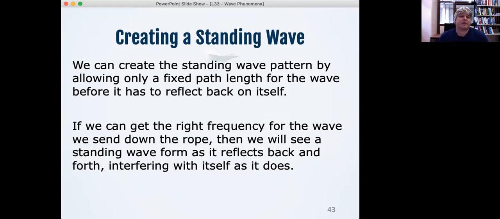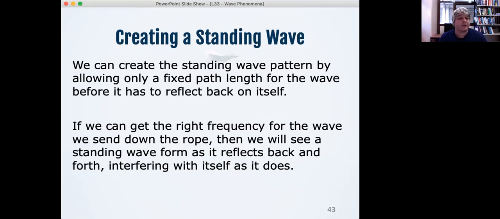So what that means is that if we have a piece of string that's fixed on both ends, and we send some energy down it, that wave will reflect at this end, and then go back and reflect at that end, and it will sit there and go back and forth. So one wave being reflected back and forth over and over can actually end up looking like both, because it's traveling in both directions. It gives you the same effect as if you just had two infinite waves both traveling in opposite directions.